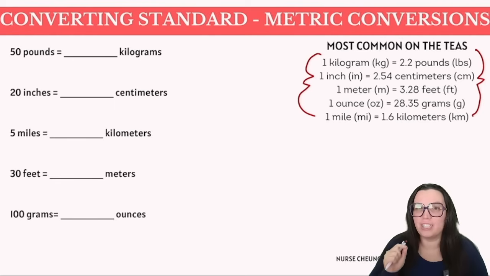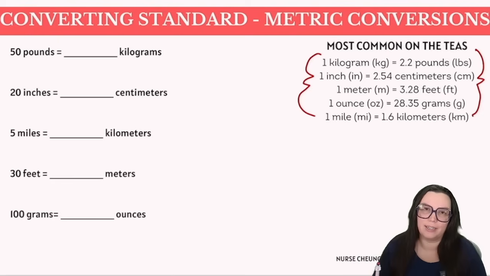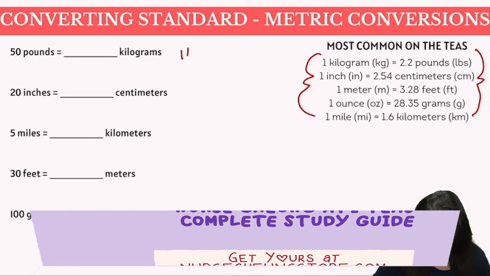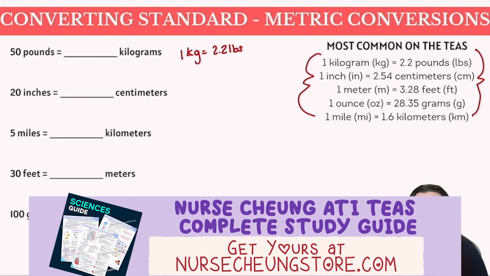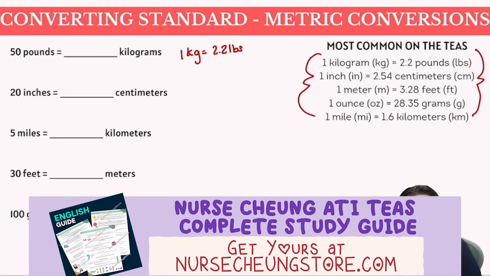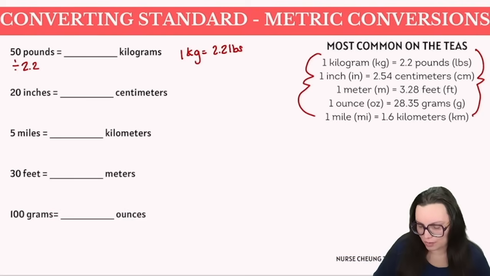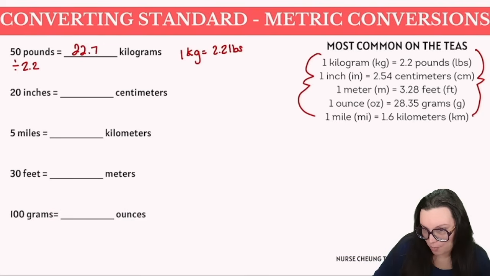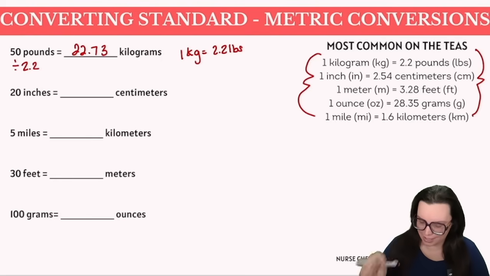So our first question is 50 pounds is equal to how many kilograms? So this is going to be huge when it comes to healthcare because we are constantly converting between pounds and kilograms. So make sure you commit this one to memory. So 1 kilogram is actually equal to 2.2 pounds. So we're going from pounds to kilograms. We're going to divide by 2.2, and that is going to give us our correct answer of 22.73 kilograms.